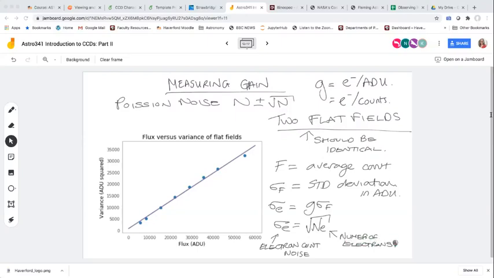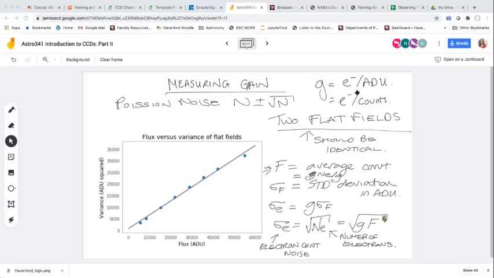Okay, but if we go back up here, the average count is just going to be the gain times the number of electrons. That's the definition of it. That's the other way around. It's the number of electrons divided by the gain. I'm sorry, does that make sense? Yeah, okay, so we can put that in here. So our electron noise is also equal to the square root of the gain times the average flux. Okay, so now we've got two equations for the same thing, so we can actually just combine them and solve for G.